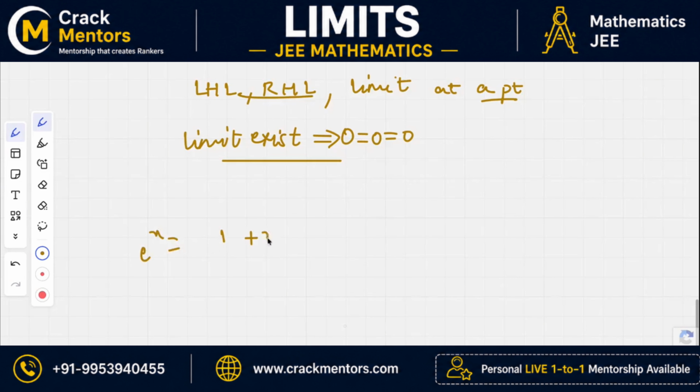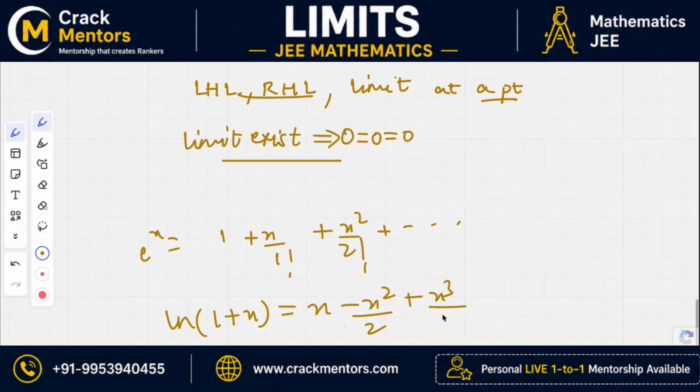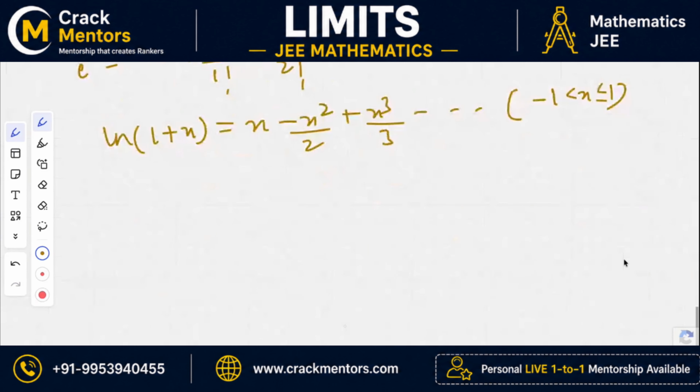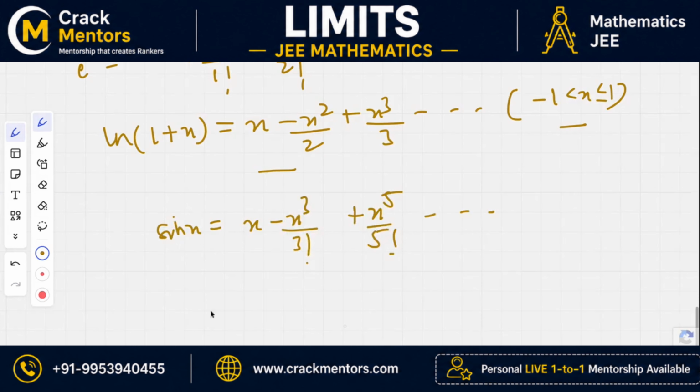e^x is 1 plus x by 1 factorial plus x square by 2 factorial plus so on. ln 1 plus x is x minus x square by 2 plus x cube by 3 minus so on. This is only for this interval of x. So if somebody asks you ln 1 minus x, you just replace x with minus x here, and similarly here also. Right? The sin x is x minus x cube by 3 factorial plus x5 by 5 factorial, and so on. Cos x is 1 minus x square by 2 factorial plus x4 by 4 factorial, and so on.